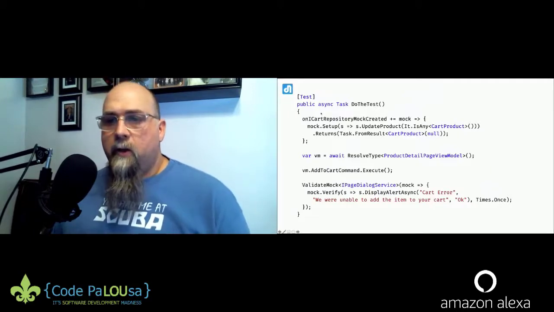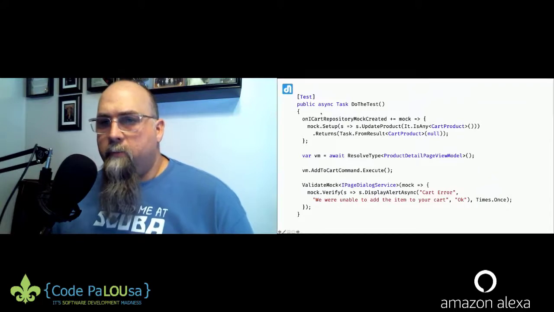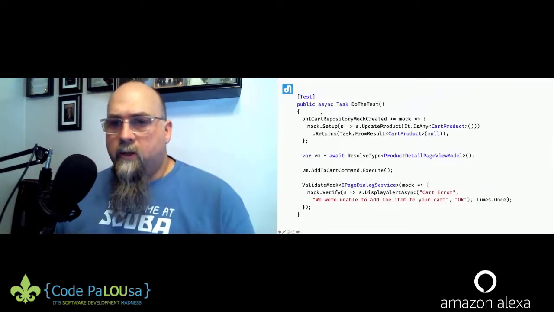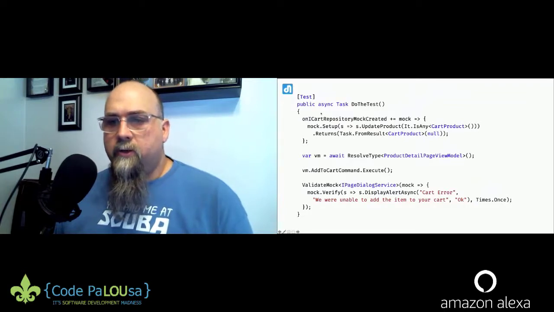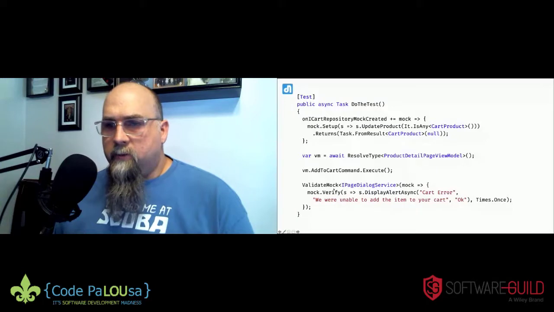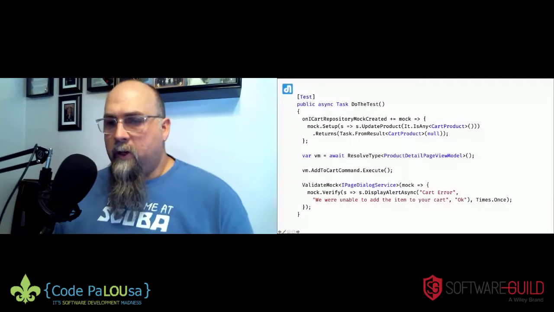So I'm going to come in, do that setup, and then do my resolve for the product detail page view model here, which depends on the ICartRepository, maybe even a couple layers down, but depends on it. And it's going to create it, it's going to run this on it, and then it's going to go in and execute the add to cart command. And we're going to expect the update product to fail in this case because it returned a null. So we are expecting that we actually display an alert to the user that says, hey, we couldn't do this. And we display it one time.